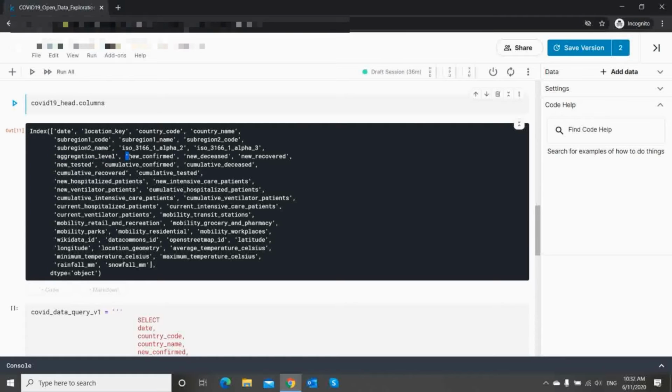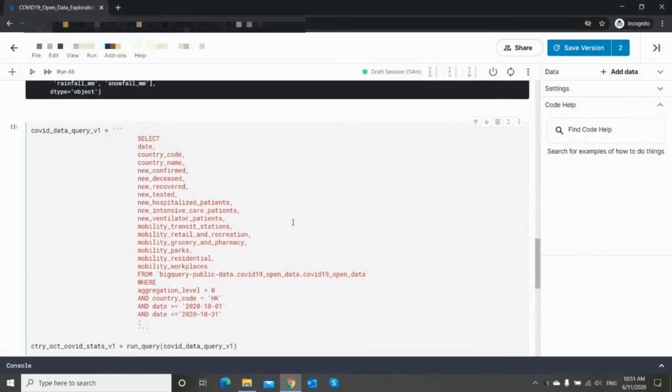Then we can look at our various kinds of patient stats. So we have here the confirmed, deceased, recovered and tested, as well as the hospitalized, intensive care and ventilator patients on a new, cumulative and current basis. Lastly, we have Google's mobility data. So these are the fields here, and they represent whether people are moving around to different types of venues.